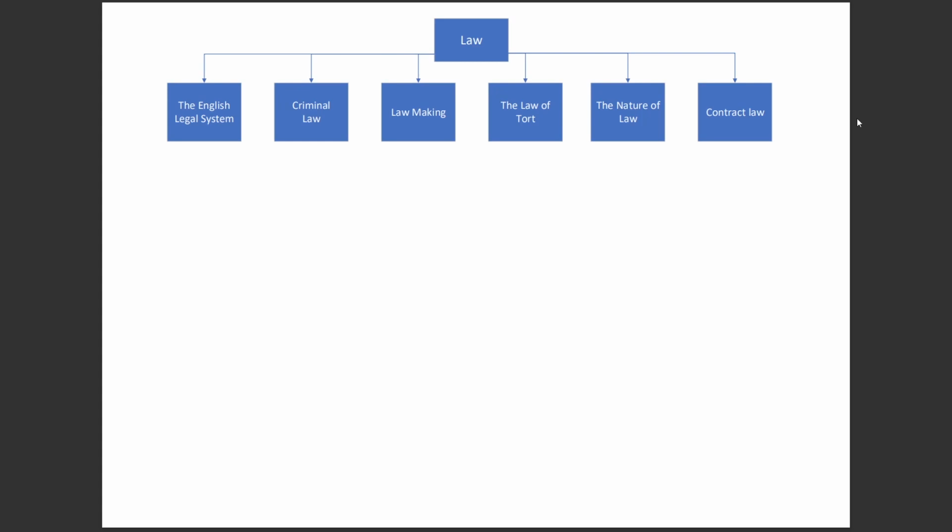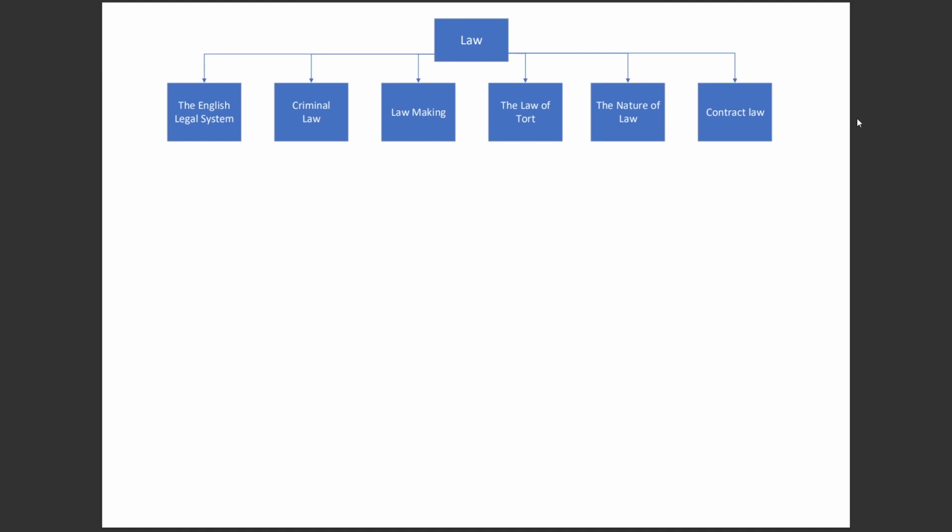One of the most important things that students always forget is memorizing the curriculum, having an overview of the curriculum. So for OCR O-Level Law, the curriculum includes the English legal system, criminal law, lawmaking, the law of tort, nature of law, and contract law, or human rights law if you're doing that one. And students should know what falls under each one of these subcategories of law.